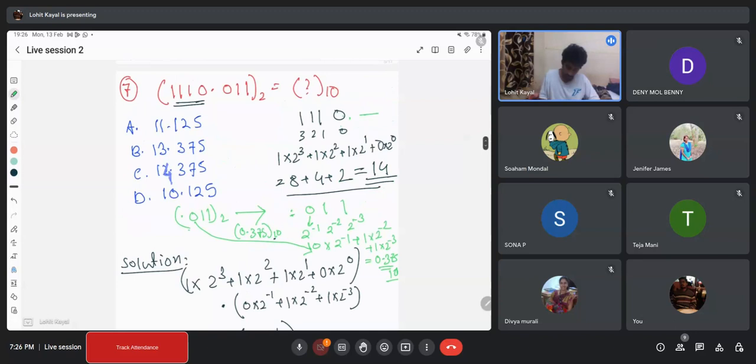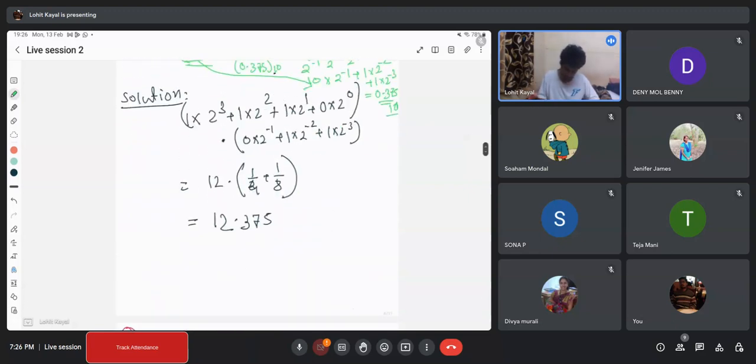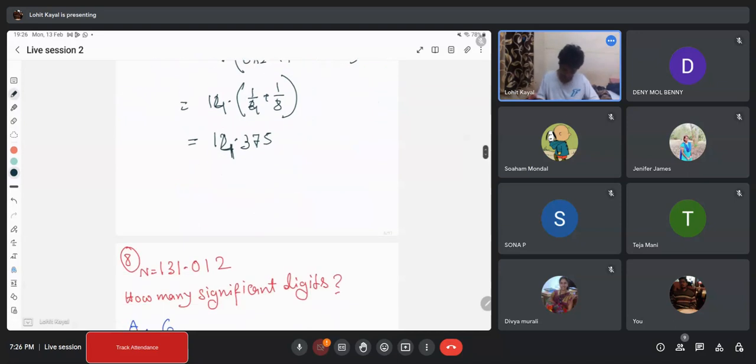So what will be the complete solution of this answer? For the first four things, we get the solution 14, and for this we get 0.375. So option 3 is the correct choice, 14.375. This is the complete answer. Yeah, I made a mistake. This will be 14.